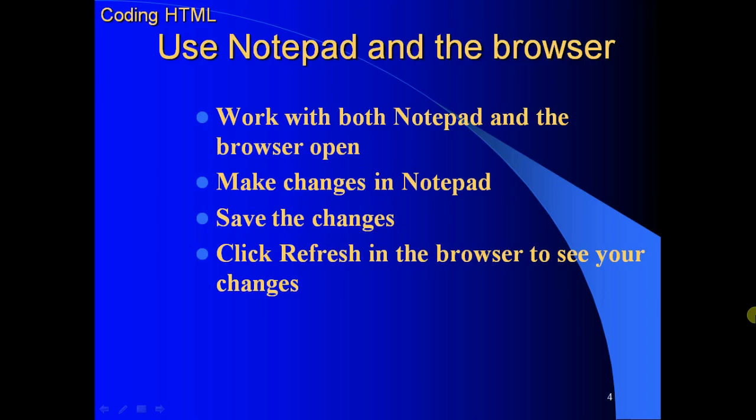You can use Notepad and the browser simultaneously to view the changes in an HTML code. For example, make changes in Notepad and save these changes. Clicking on the refresh button in the browser will enable you to see your changes.